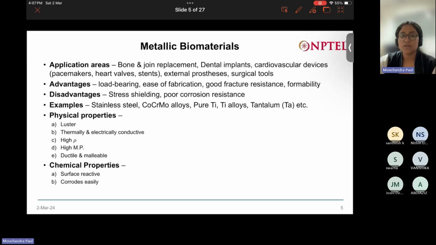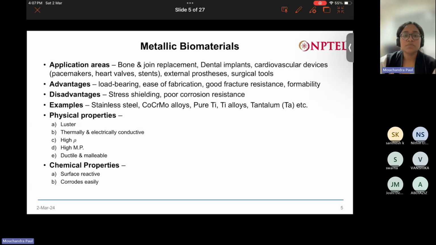So let's begin. I'll start with a small introduction about metallic biomaterials. In today's class, I'll majorly focus on metallic biomaterials. Next week, I'll put more stress on polymers.